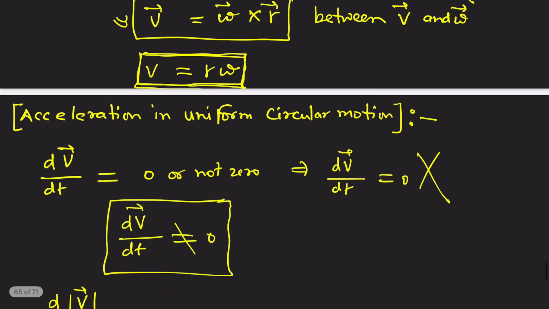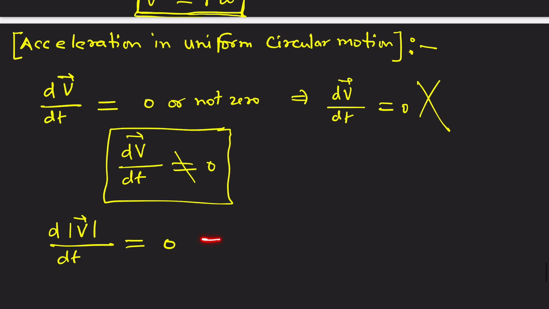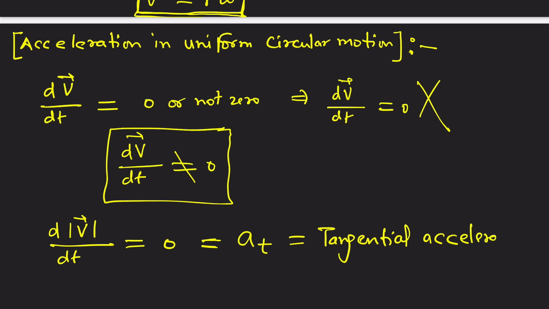So what is this acceleration? This acceleration has a specific name in circular motion, which is known as tangential acceleration. What does it mean? Let me discuss it properly, and then we will go to the other form of acceleration. See here, d|v|/dt equal to 0, which is a_t, the tangential acceleration. What does tangential acceleration mean?